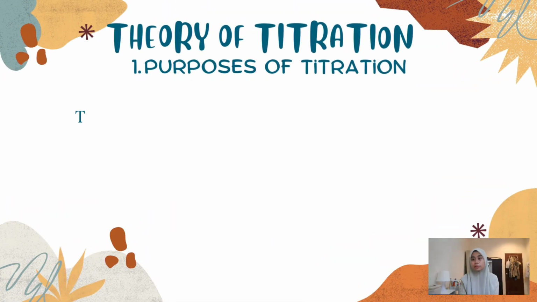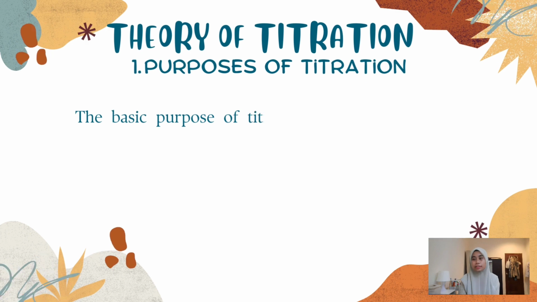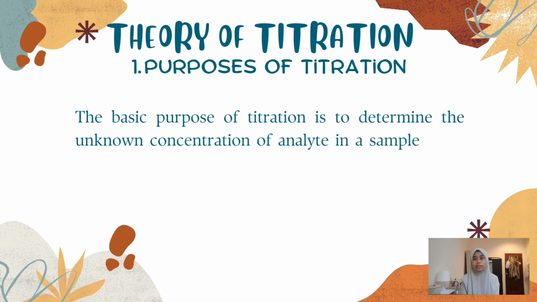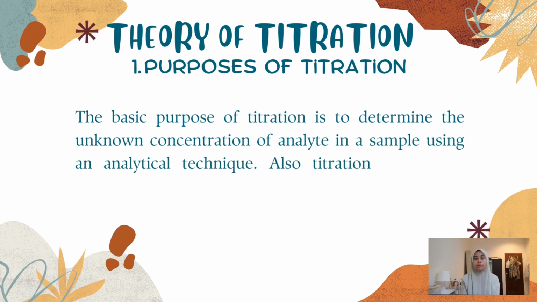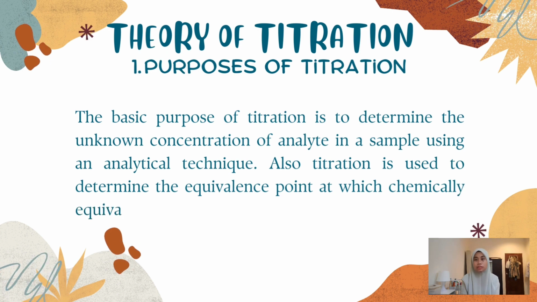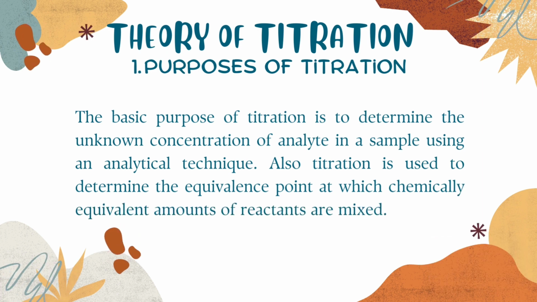Next, I will explain about the purpose of titration. The basic purpose of titration is to determine the unknown concentration of an analyte in a sample using an analytical technique. Also, titration is used to determine the equivalence point at which chemically equivalent amounts of reactants are mixed. There are 2 types of titration that we learn, which are back titration and direct titration.